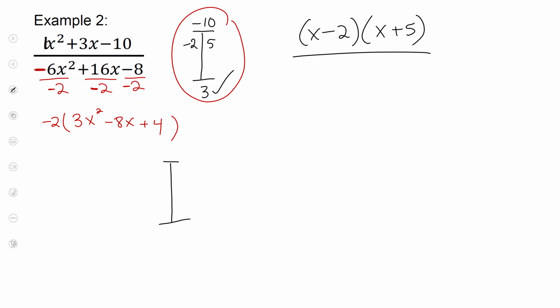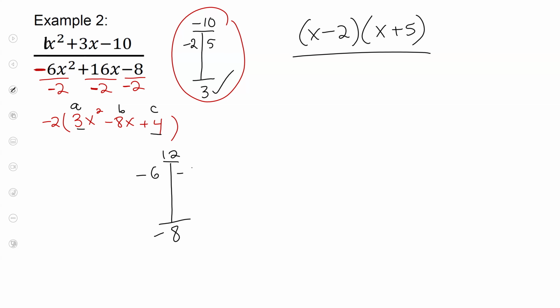What is my a value? Yes, this is my a value. This is b, this is c. Since my a value is not 1, we're going to have to do the sliding and dividing. So 3 times 4 is 12. Your b value is -8. Can y'all come up with two numbers that will multiply to 12 but add to -8?